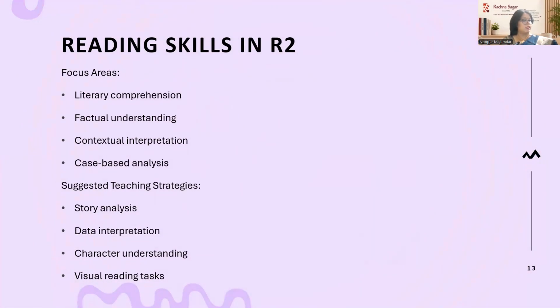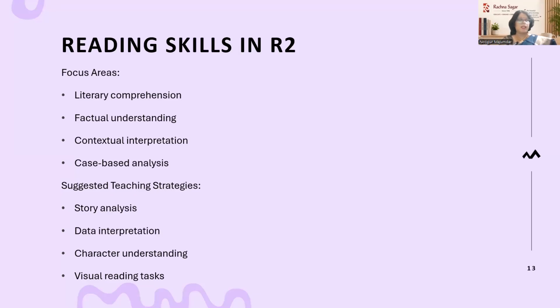Now, reading skills under R2. Now, let's understand reading skills under R2. We have discussed the reading skills under R1. Now, if we talk about R2, it gives stronger attention to comprehension, interpretation, and application-based understanding.